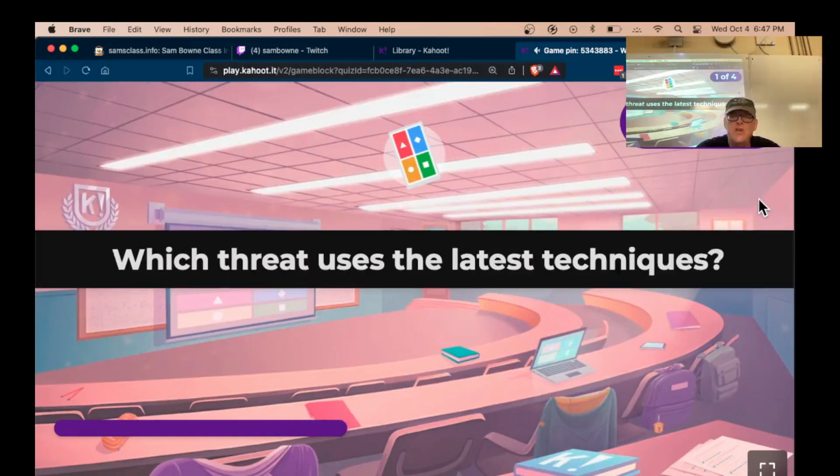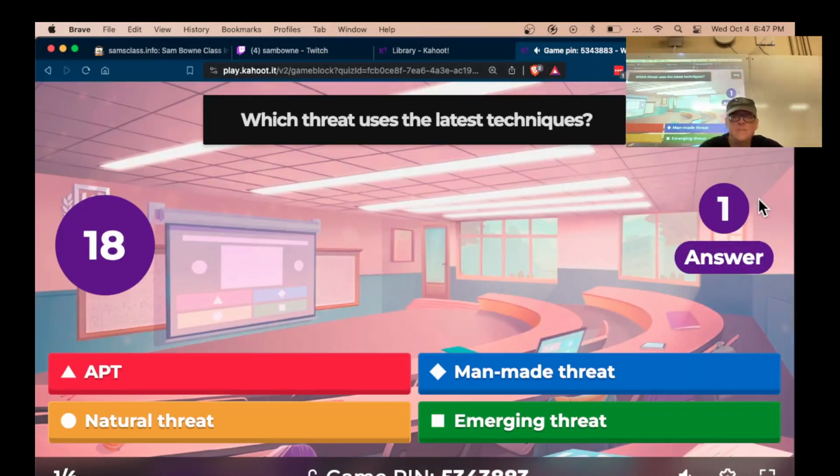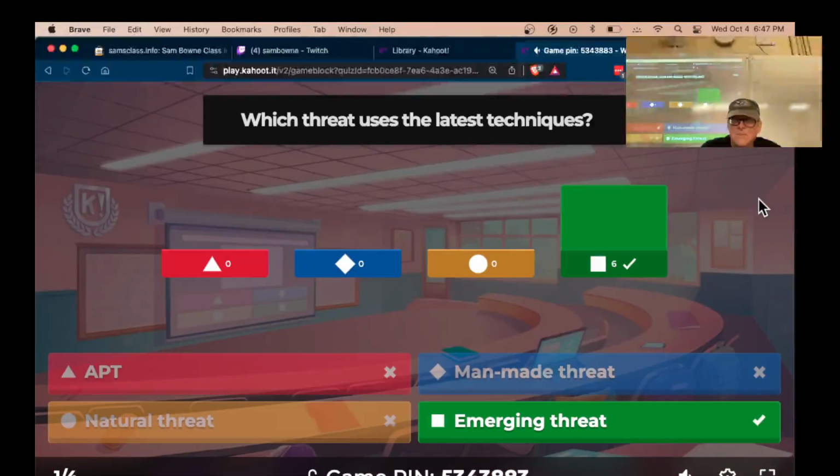All right, so which threat uses the latest techniques? Yeah, the emerging threats, not the APT, which is what I thought at first. The APT are the smartest. That doesn't mean they always use the latest techniques.